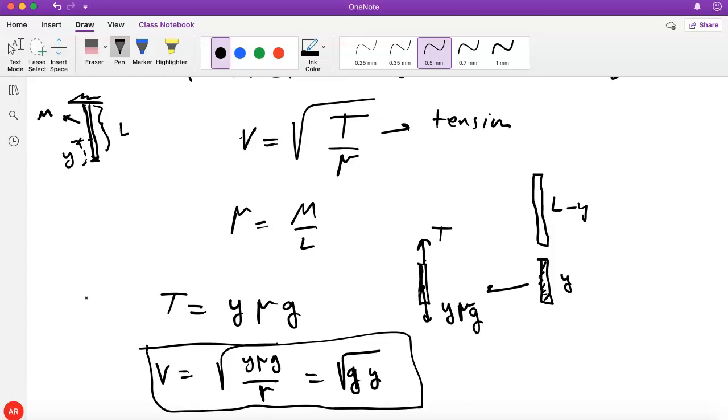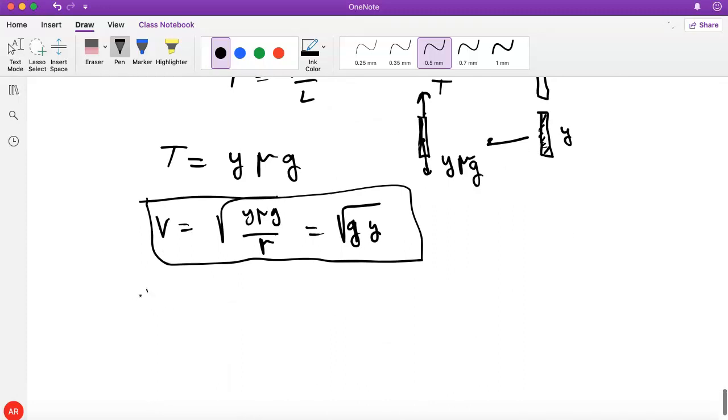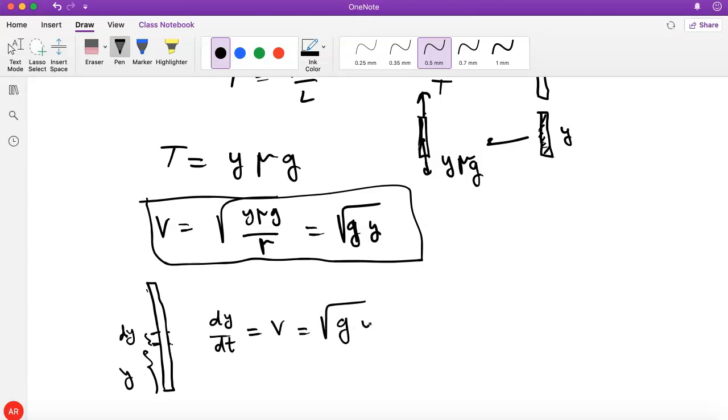So how can we relate this to the time? Well, what does it mean when we say the speed at that point is v? It means if I look at my rope here, let's say at this distance y, and look at a tiny piece of length dy, and it takes a time dt for the pulse to move from here to here, it means dy over dt, right? That ratio is v, which is square root of g times y.